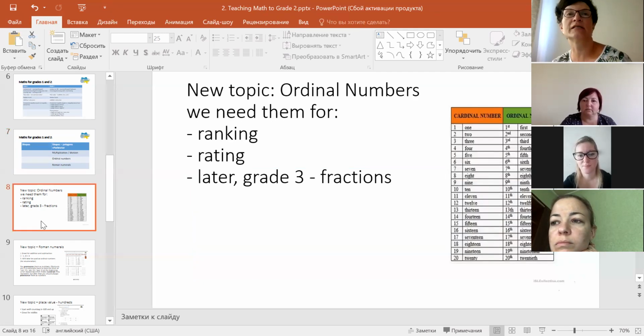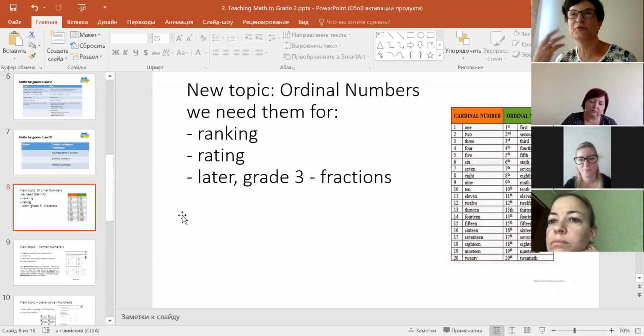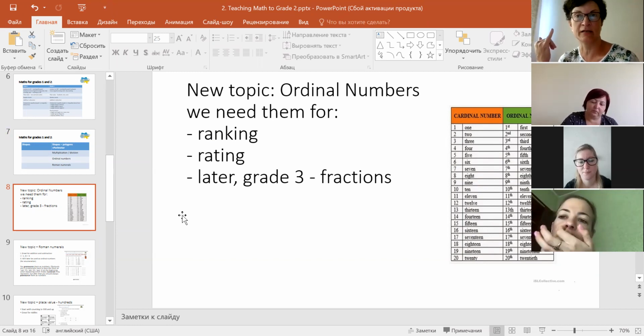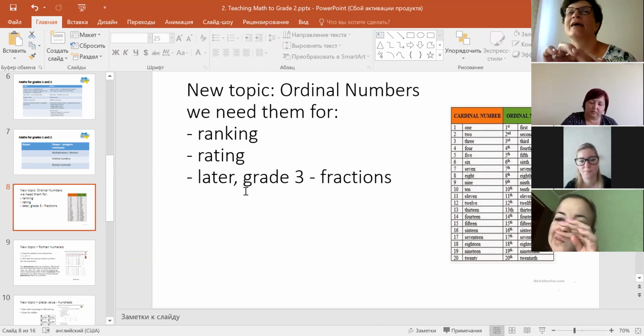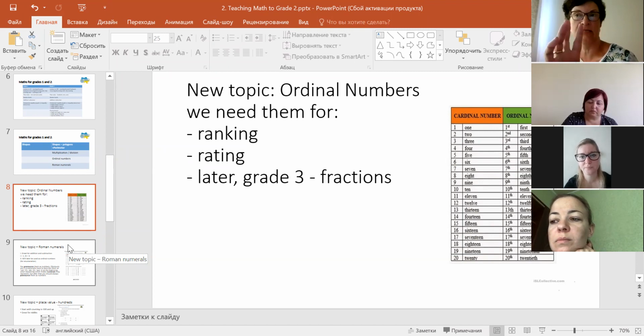Okay, so let's start with such topics as ordinal numbers. I don't think we need to justify them. There are cardinal and ordinal numbers, and the kids are already mature enough for ranking, for rating, the first, the second. And in grade 3, they will need ordinal numbers for fractions. Fractions will become the continuation of ordinal numbers. 1/3, 1/4, 1/6, and so on.